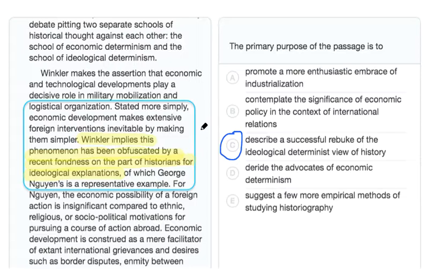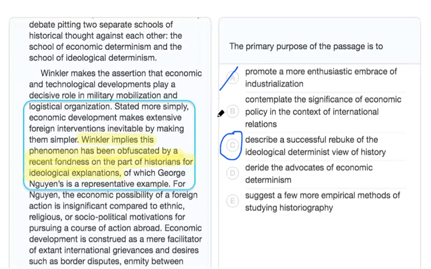see why they're wrong. We can mark off choice A because it isn't mentioned in the passage. The author isn't trying to promote industrialization. It explains why one viewpoint might be more helpful than the other when trying to understand it.